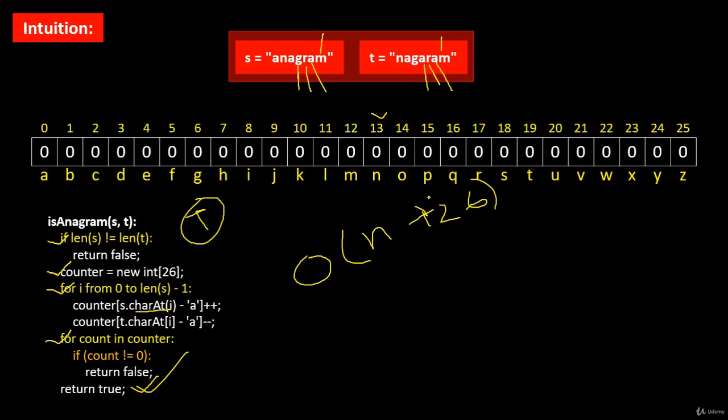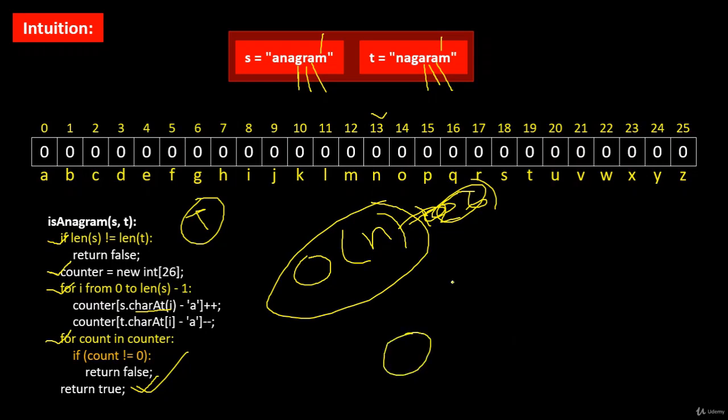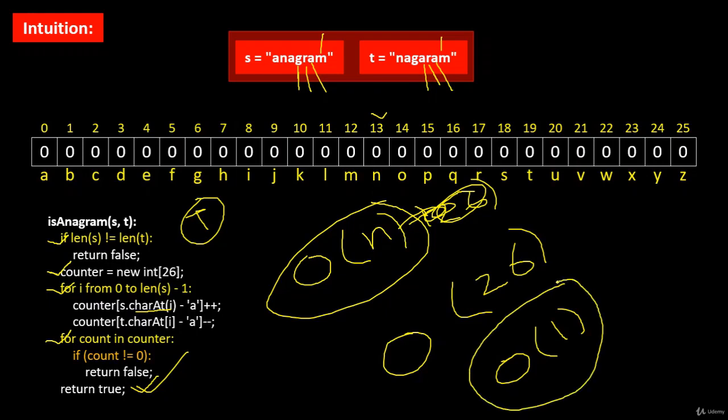The time complexity for this problem is O(n + 26). Since 26 is a constant, the overall time complexity is O(n). The space complexity for this problem is O(26). Since 26 is a constant, the space complexity is O(1), or you could say constant space complexity. So the solution will take O(1) constant space. This is how we can solve this problem.